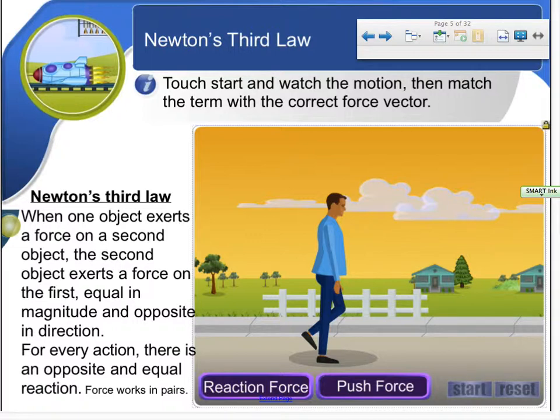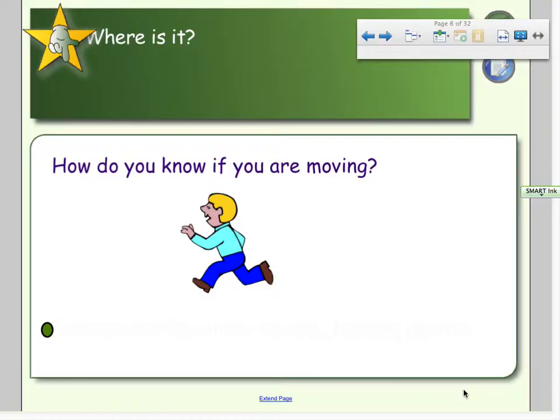I push. The floor pushes. That's a pair. Only way we can get anything done, motion, because of Newton's law of motion, is there has to be something reacting. That's a pair. Any questions about this? Good? Oh, no, I'm not waiting because it'll come up again. I'm going to move on.